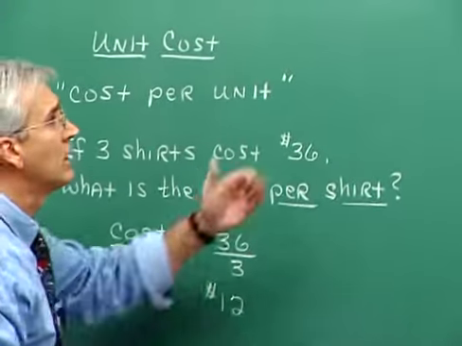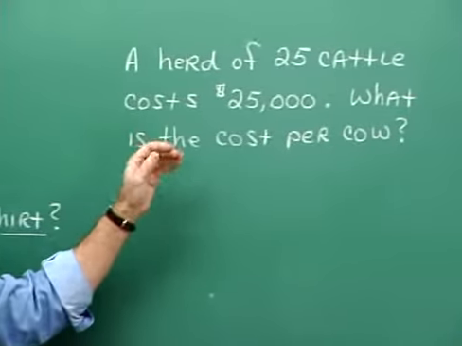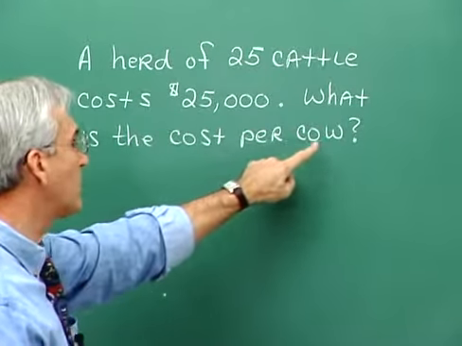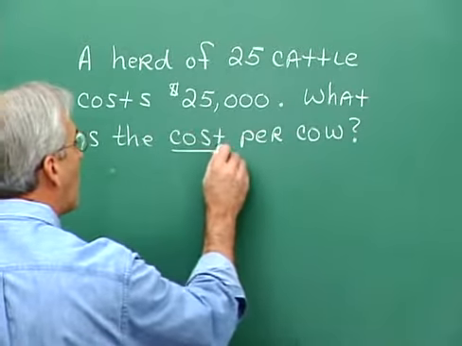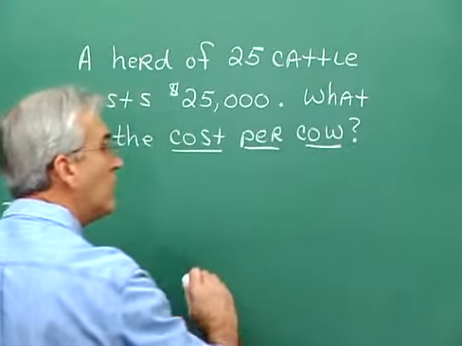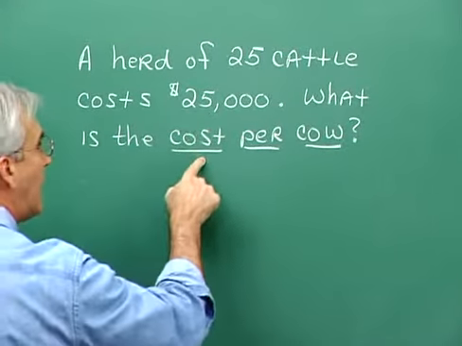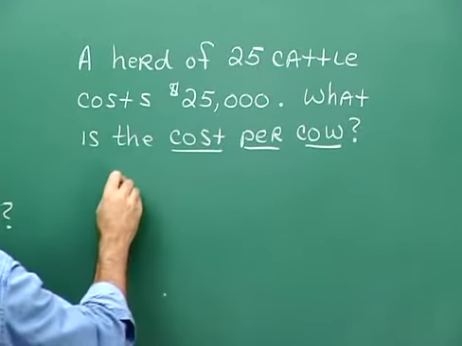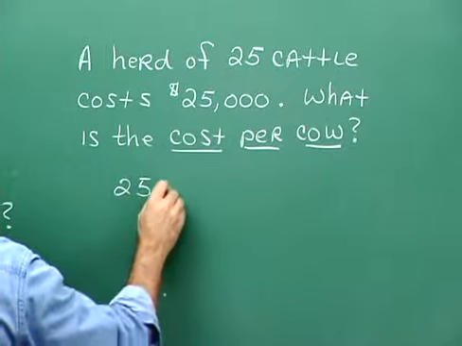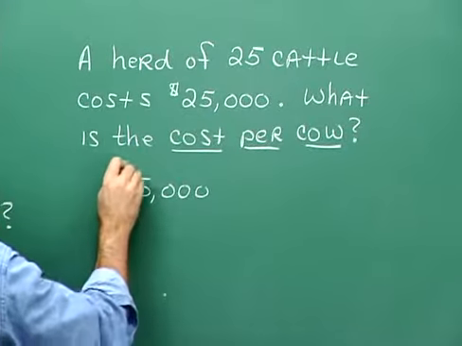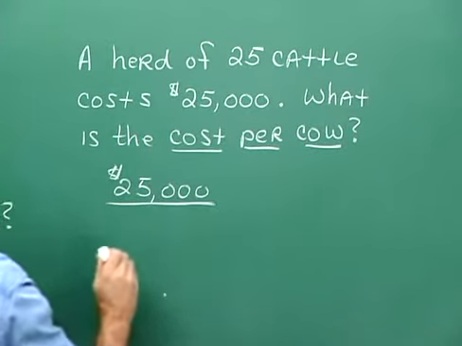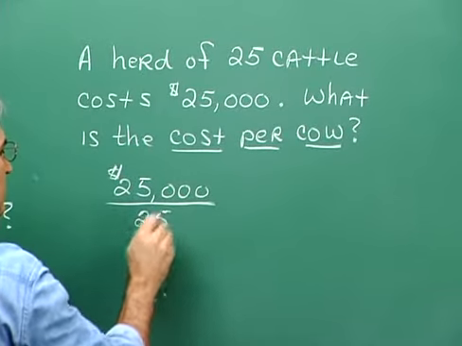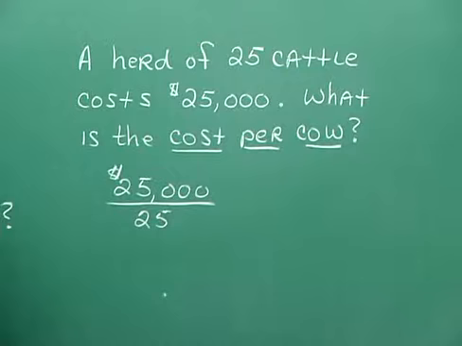Here's another one. A herd of 25 cattle costs $25,000. What is the cost per cow? Now notice, cost per cow. So we're going to take that total cost and divide by the number of cows. So it's cost $25,000 divided by the number of cows. There are 25 of them, and that's all we have to do.